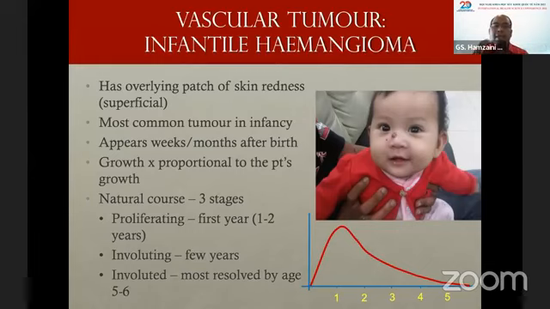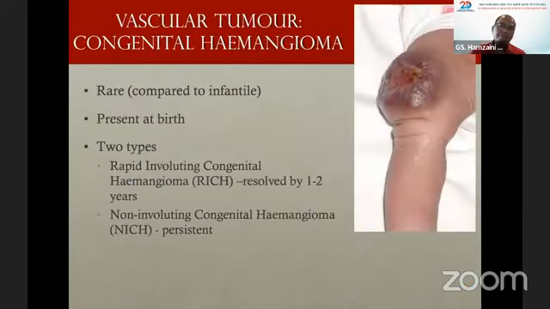After that, it's called the involuting phase, which occurs over a few years until it involutes and resolves by age 5 to 6 years. So you can see this graph. It goes up rapidly and then slowly comes down and resolves by 5 to 6 years. But sometimes the lesion may not resolve and becomes fatty, or there is some residual swelling there.